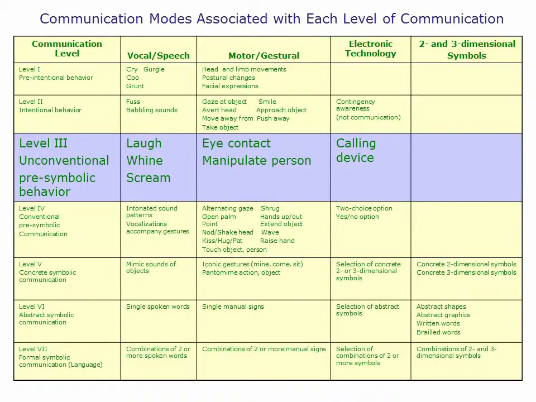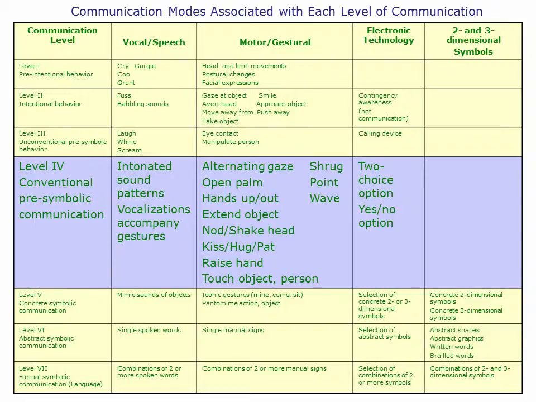We may see electronic devices in the form of calling systems introduced at this level for children with the most severe orthopedic impairment. Now the technology is being used to communicate. At level 4, vocalizations sound more and more like spoken words in terms of intonation. We also see very conventional gestures that we continue to use for the rest of our life to augment our language, such as nodding the head yes, pointing, and waving goodbye.